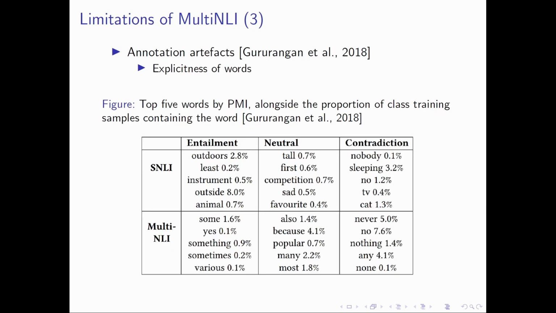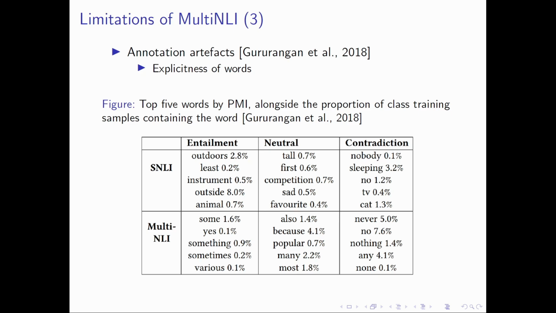MultiNLI also struggles with annotation artifacts, which are caused by the explicitness of words within hypotheses and the length of hypothesis sentences. The figure here containing the pointwise mutual information table demonstrates how entailed hypotheses tend to use more generic words, such as instrument or animal. Meanwhile, contradicted hypotheses contain more specific words, such as TV or cat. This is likely because generic words will cover a broader range of scenarios, whereas using explicit language makes it easy to rule out certain scenarios.